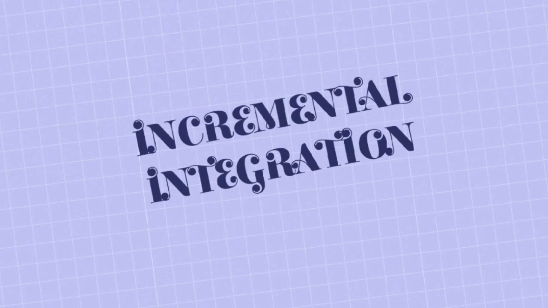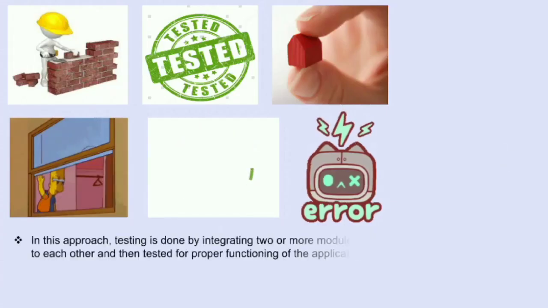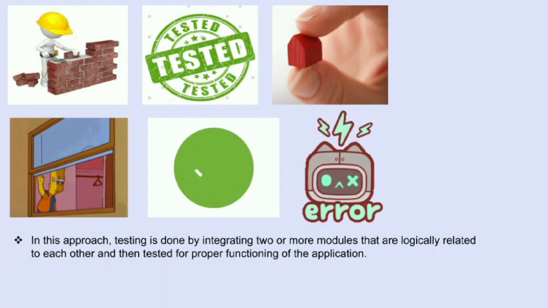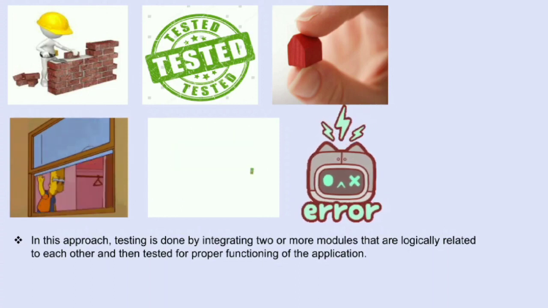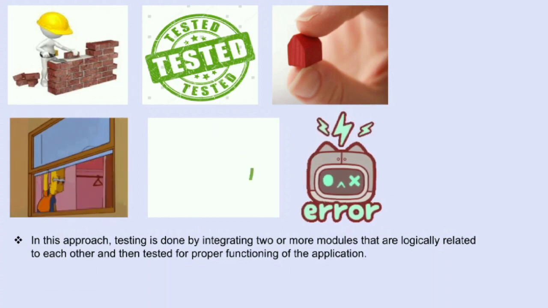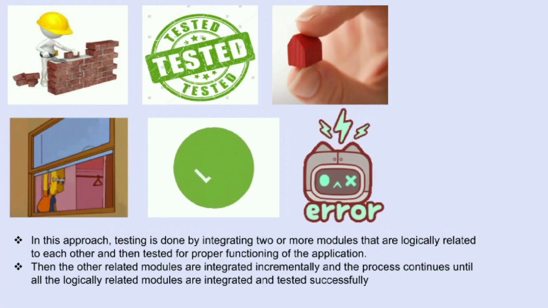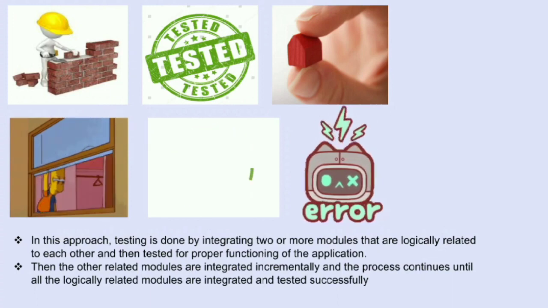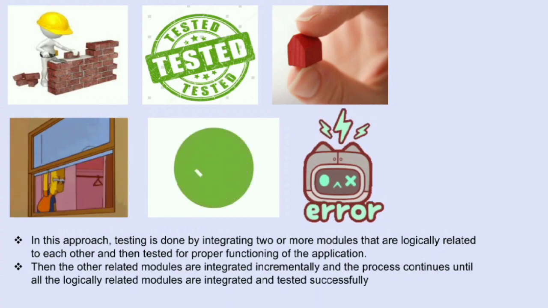Incremental integration. The program is constructed and tested in small segments. It is easier to isolate and correct errors. In this approach, testing is done by integrating two or more modules that are logically related to each other and then tested for proper functioning of the application. Then the other related modules are integrated incrementally and the process continues until all the logically related modules are integrated and tested successfully.